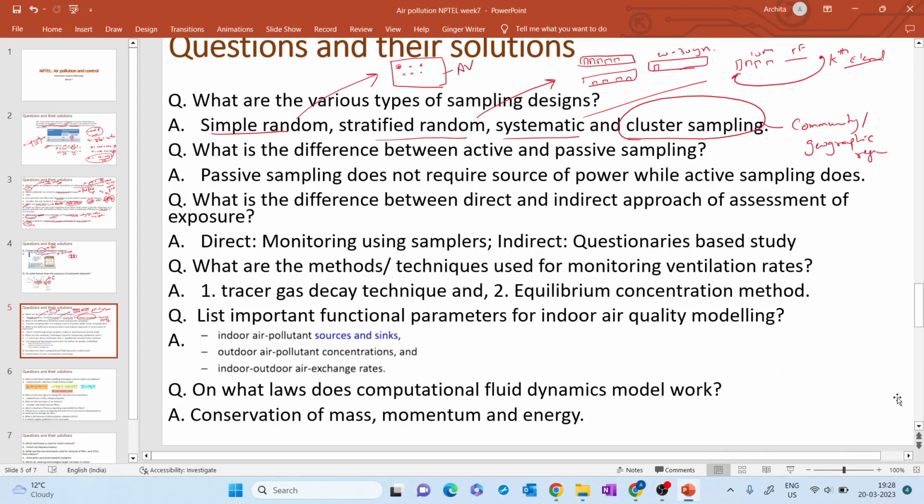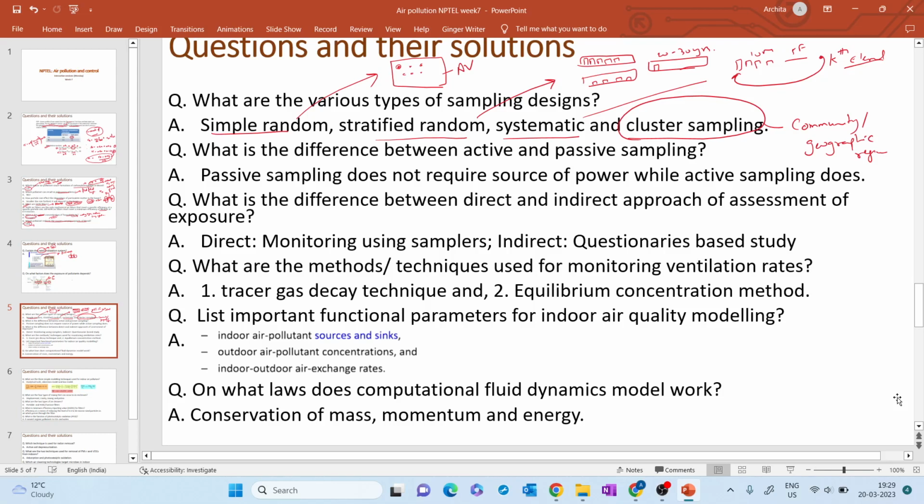For every pollutant, for example carbon monoxide, NO2, SO2, whatever, you can have a direct approach to understand it, and you can have an indirect approach to understand the pollution by a specific pollutant. The direct approach means that you have samplers, monitoring stations, and the entire modeling system to understand it. The direct approach can have both active and passive sampling.